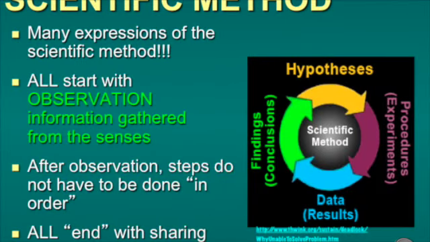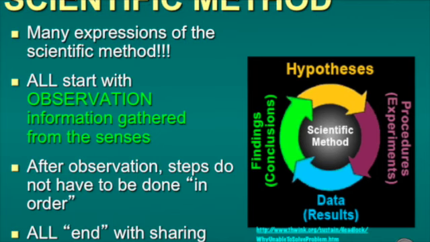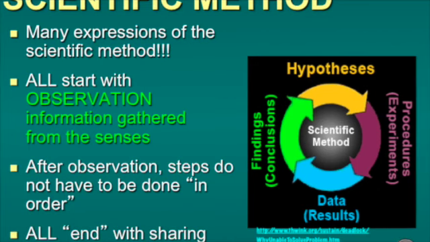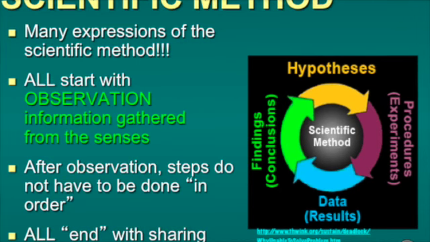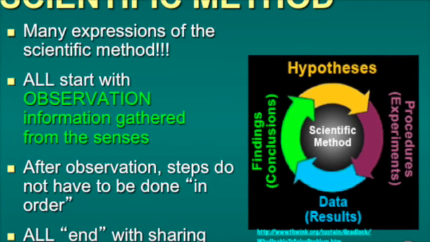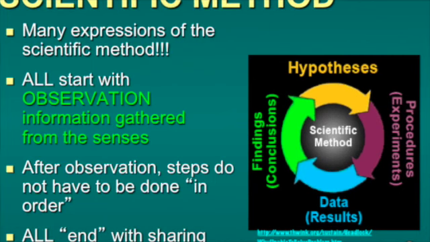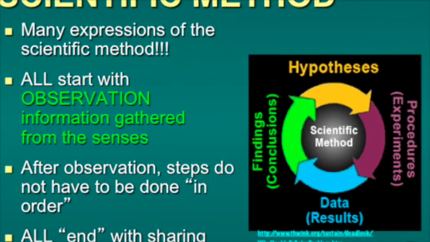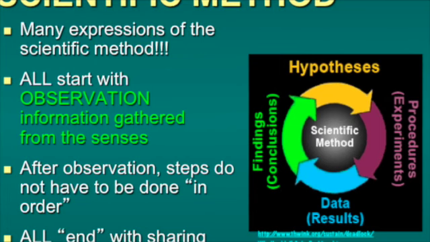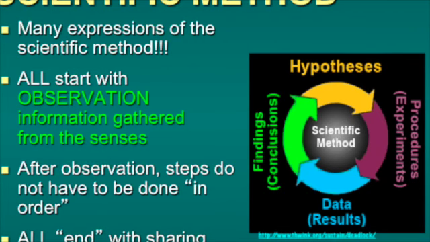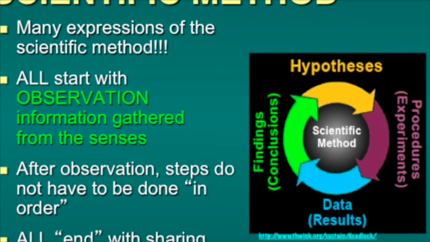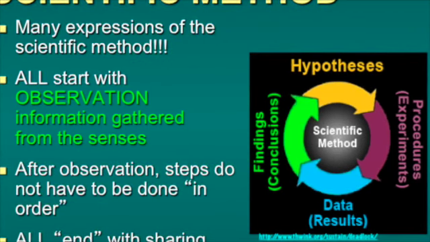So the first thing you need to know about the scientific method is that there are actually many expressions of the scientific method. Sometimes it is listed in 7 steps. I've seen it in 5, I've seen it in 3, and I've seen it in 10. Some expressions are a little bit more specific than others, but they all generally have the same process involved. So you always start with observation, and this is the information that you gather from your senses.